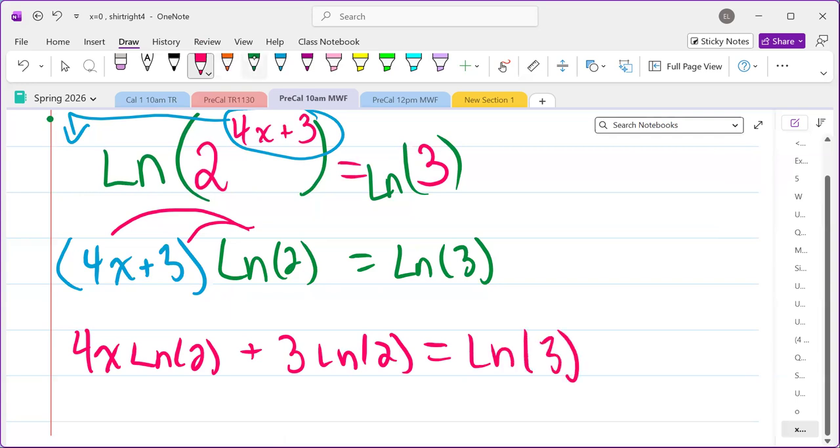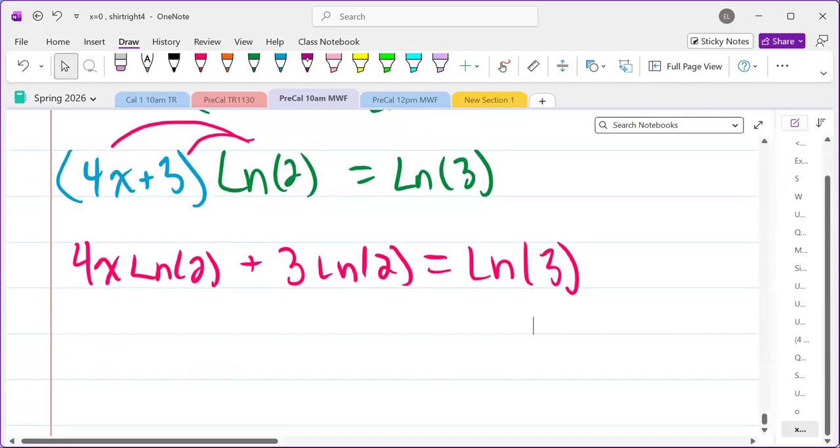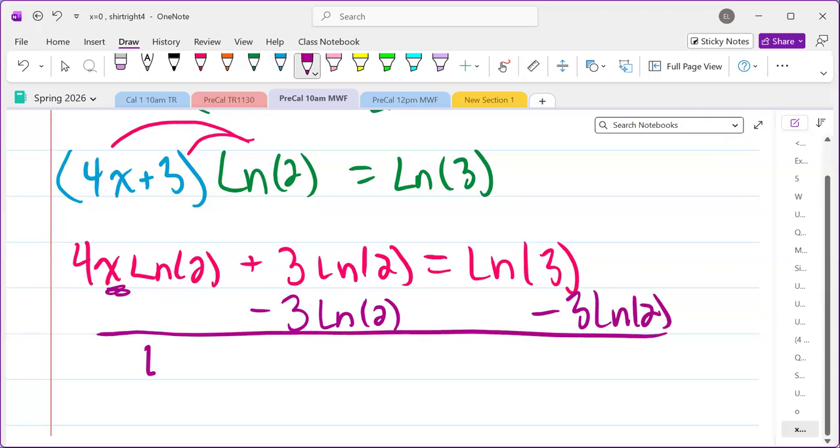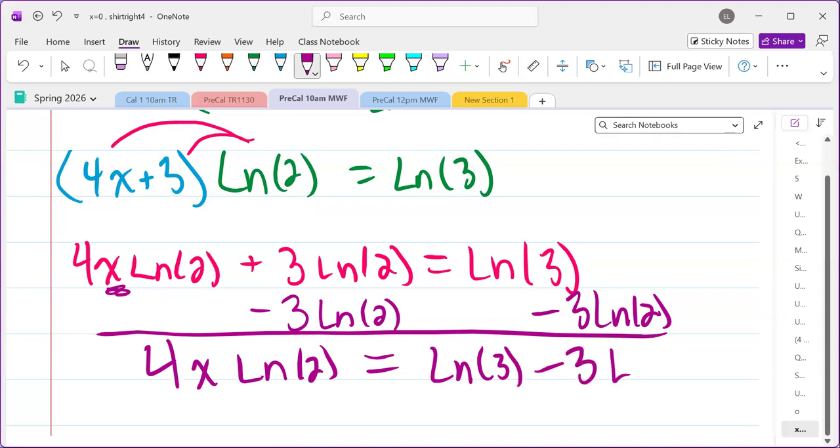And now I'm trying to get x by itself. There's only one x. So before I can get rid of the stuff smushed on the x, I need to get rid of this extra term that's being added. So I'm going to subtract 3 natural logs of 2. So I have 4x natural log of 2 equals the natural log of 3 minus 3 natural log of 2.